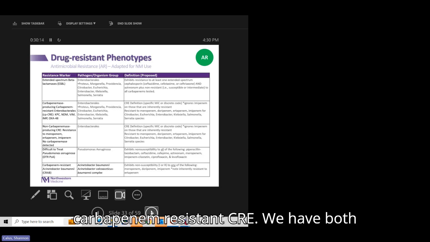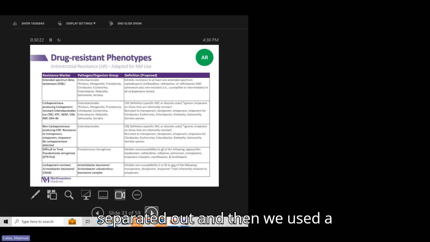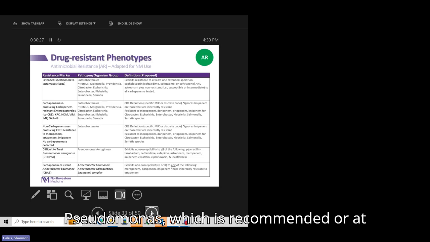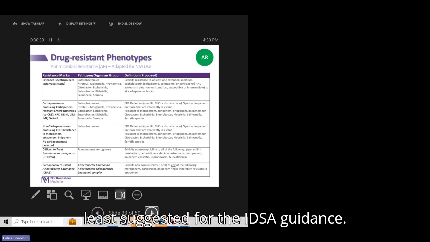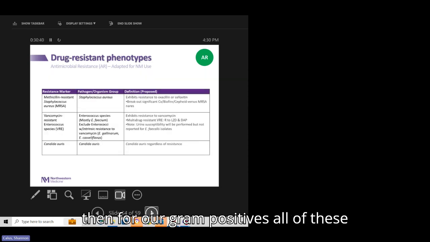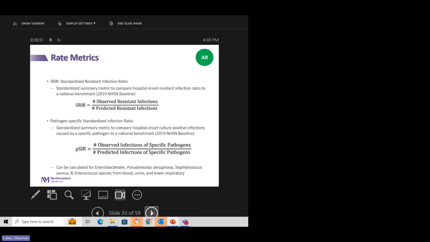Carbapenem-resistant, CRE, we have both carbapenemase-producing CRE and non-carbapenemase-producing CRE. So we have that separated out. And then we used a different definition for Pseudomonas. So we actually used difficult-to-treat Pseudomonas, which is recommended, or at least suggested, by the IDSA guidance, where we're exhibiting non-susceptibility to all of our first-line agents, things like beta-lactams and quinolones. CRAB is consistent. And then for our gram-positives, all of these are very similar. And then Candida auris. So Candida auris would be one that is used in both NHSN reporting for AR and our use as well.